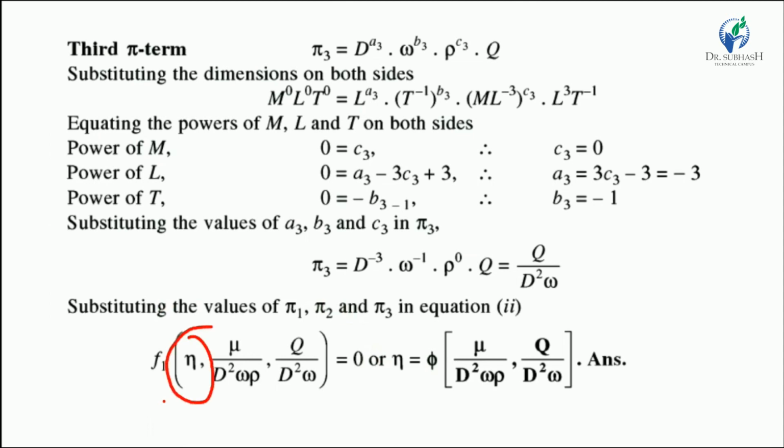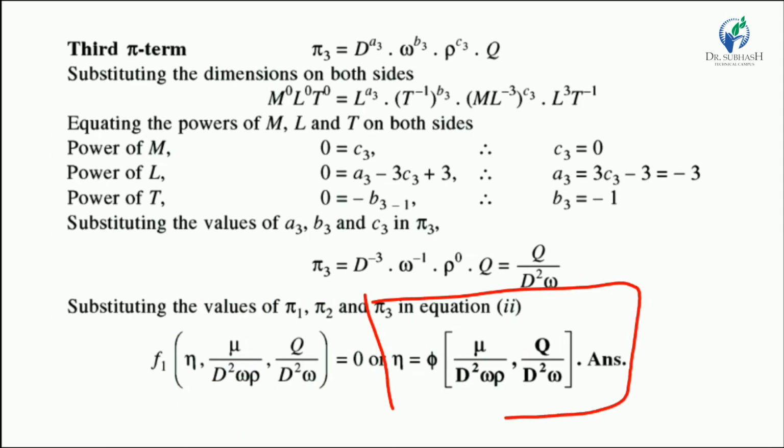Now we have to find the expression for efficiency. So efficiency is on one side of the equal sign and the other pi terms are on the other side, and the constant is defined as phi. This is the relational equation.